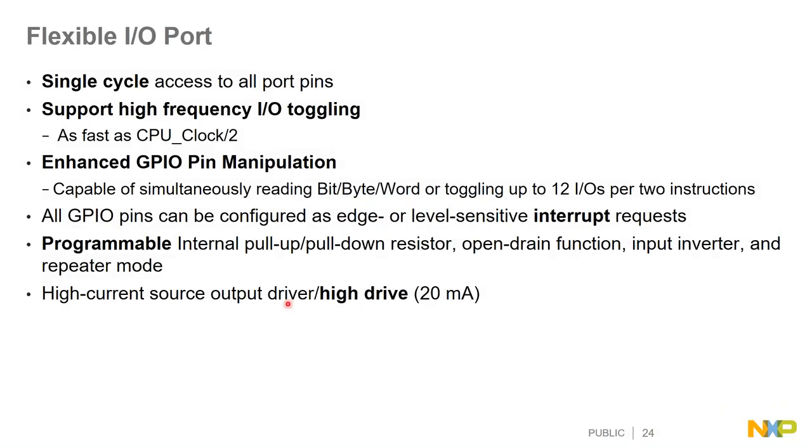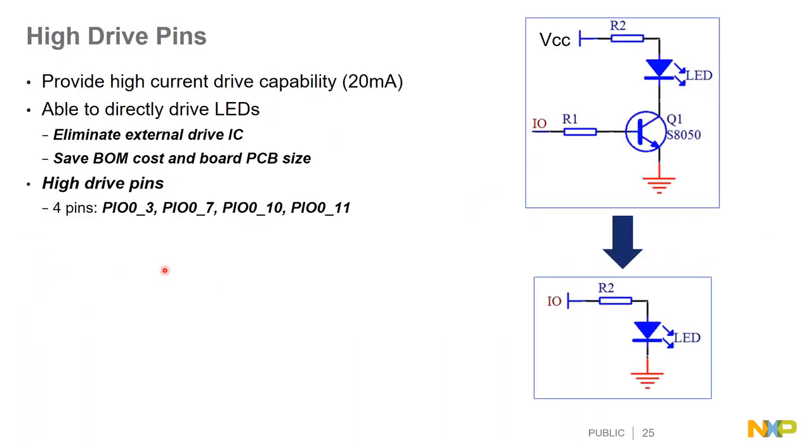The GPIOs are single cycle, which means that we are supporting high frequency toggling. Enhanced GPIO pin manipulation is available for all 12 GPIOs. All GPIOs could be configured as edge or level sensitive interrupts, and all GPIOs are also programmable for internal pull-up, pull-down resistors, open drain or inputs and repeater mode, and also in the power down modes. We have 4 high drive sources, which could be used as a power source directly for the implementation, which is good because it will eliminate external drive controllers and save BOM cost. It's these 4 pins.